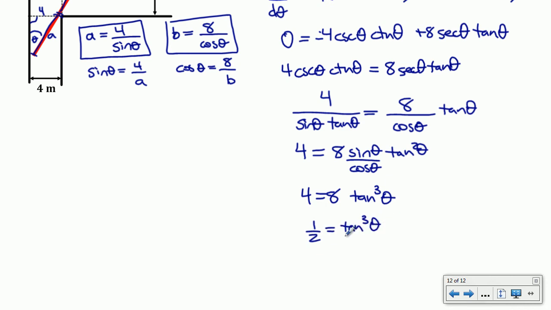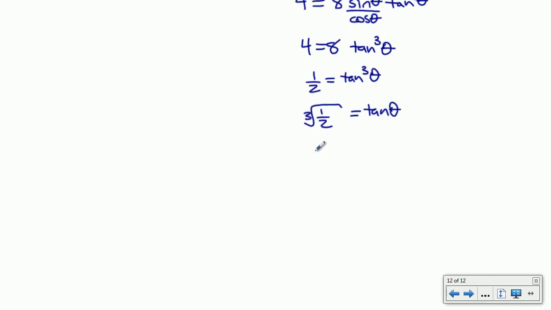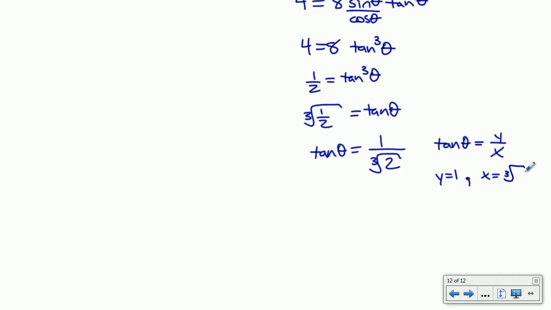And I can cube root both sides, so cube root 1/2 equals tan theta, which I can maybe simplify to be tan theta equals 1 over cube root 2. Now, in order for me to get an exact answer for theta, I can use the definition for tan, which is opposite over adjacent, so it's y over x. So basically y is equal to 1, and x is equal to cube root 2.